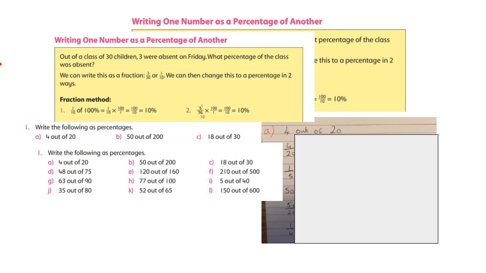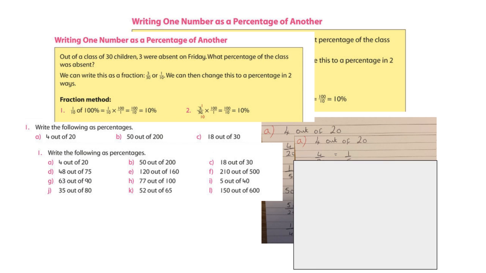Can we break 4 out of 20 down? Let's have a look over here. So 4 out of 20 is equal to 4 over 20, which is equal to 1/5. What did I do? I found a number that would divide into 4 and 20 evenly. That was 4. So 4 divided by 4 is 1, and 20 divided by 4 is 5. So 1/5.